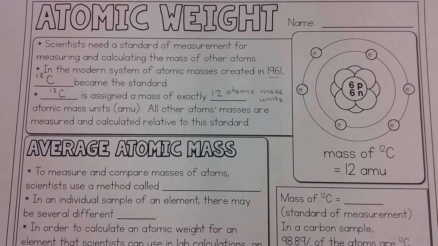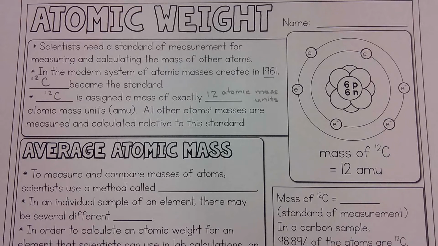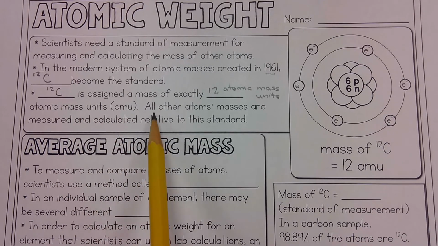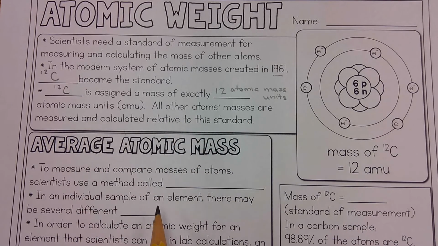Just like economists or whoever came up with, okay, we're going to have a dollar, it's going to have 10 dimes, 100 pennies, 20 nickels, 4 quarters. I mean, they just picked it. It seemed to work, so they picked it. Same here. All other atoms' masses are measured and calculated against this standard. If the standard is a dollar, then everything else, 4 quarters, 20 nickels, is relative to this standard that they picked.